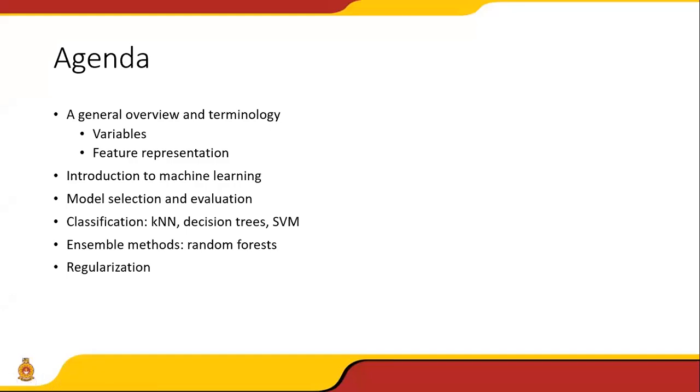The AI part. So today I'm starting my discussion with some terminology related to data science plus AI: the variables and the feature representation. I'm not going to discuss much detail in feature representation. Then I'm planning to discuss machine learning model selection and evaluation, basic classification algorithms, KNN and decision trees, SVMs and so on. Then I'm going to discuss ensemble methods, random forest for example.